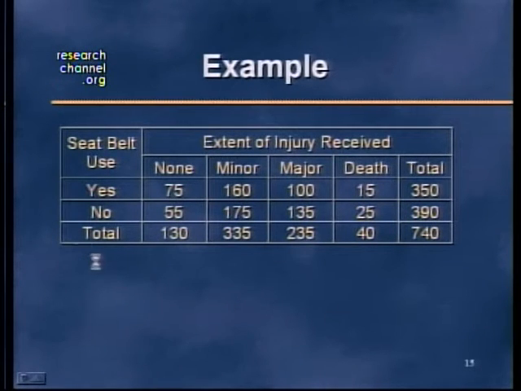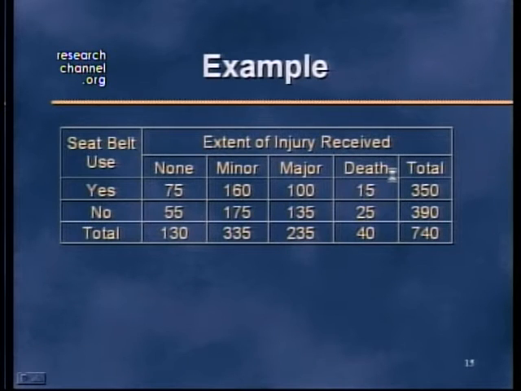Here we actually have a two-group comparison, those who used seat belts and those who didn't, versus an outcome that showed the extent of injury received during an accident. So this is actually a total of 740 individuals who were involved in automobile accidents. They're cross-classified by whether they had used a seat belt. 350 had used the seatbelt, 390 had not. And then it's cross-tabulated by the extent of the injury, which is a categorical outcome ranging from none, minor, major, or the outcome of death.